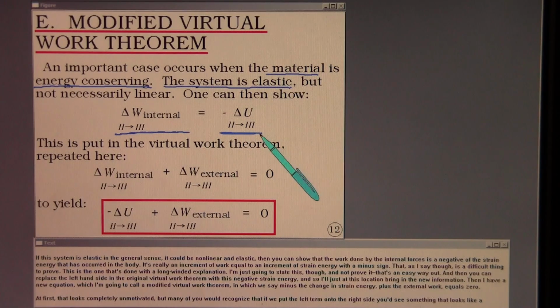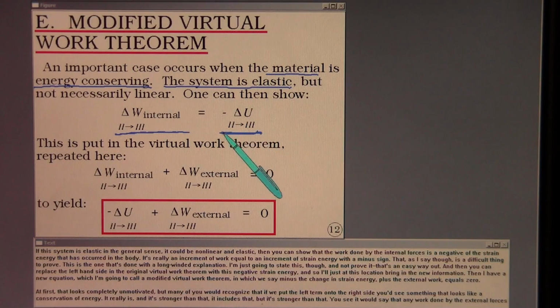That, as I say, though, is a difficult thing to prove. This is the one that's done with a long-winded explanation. I'm just going to state this, though, and not prove it. That's an easy way out.